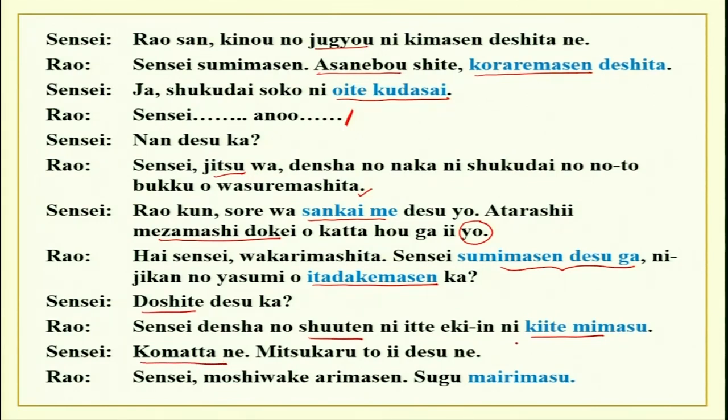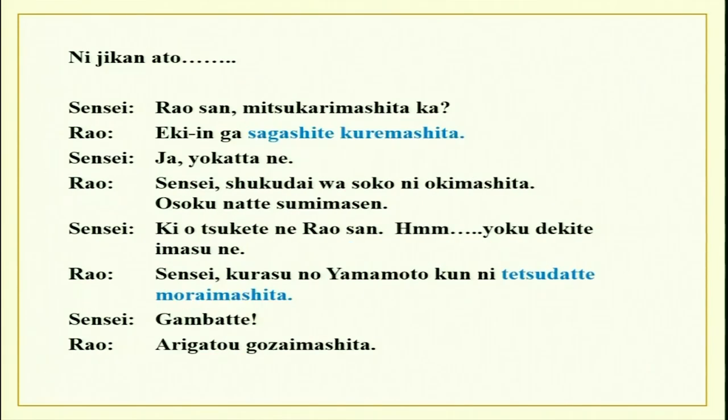Komatta means I am worried. Mitsukaru to ii ne. If you can find it, it will be very good. If you do not find it, then what is going to happen is what sensei is worried about. Sensei moshiwake arimasen. Sugu mairimasu. So again, mairimasu you did last time. I will return or come back. Moshiwake arimasen is very, very polite for I am very sorry.